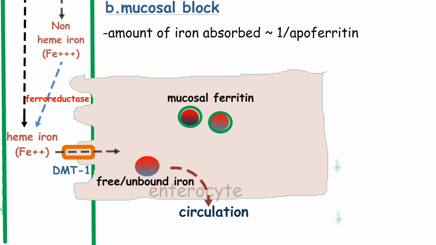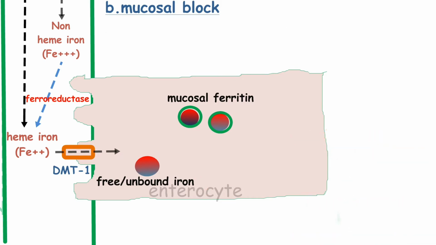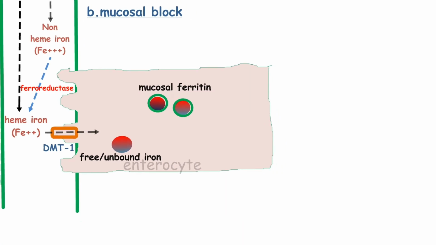That is why during iron deficiency or increase in iron requirement, synthesis of apoferritin is inhibited, and when the body has enough iron stores, synthesis of apoferritin is increased. This mechanism is called mucosal block or ferritin curtain.